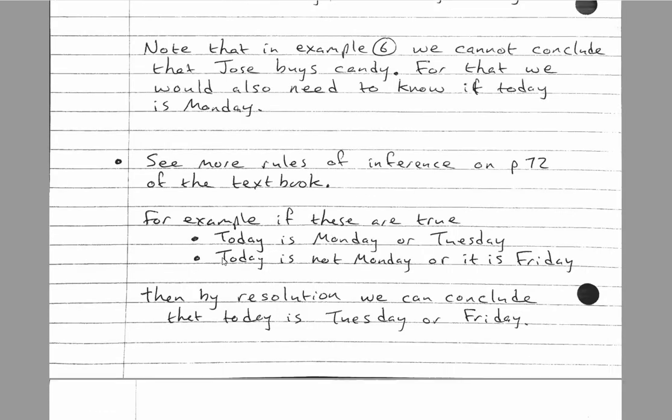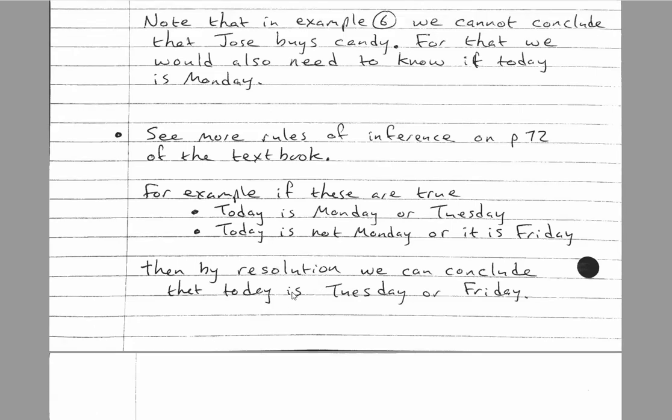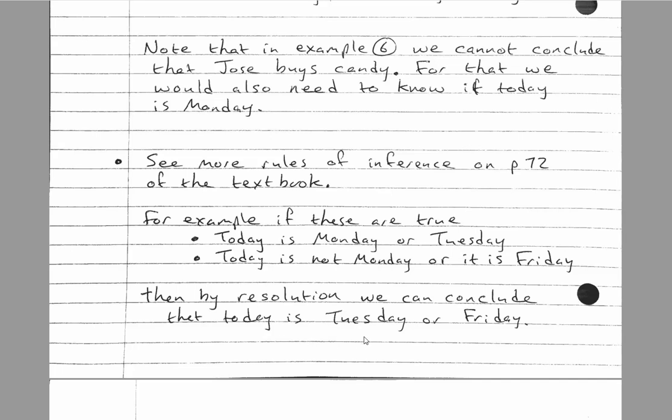Here is an example of that. Suppose today is Monday or Tuesday. So that's a true statement. Another true statement: today is not Monday or it's Friday. So what can we conclude? Well, by resolution, it must be true that today is Tuesday or Friday.